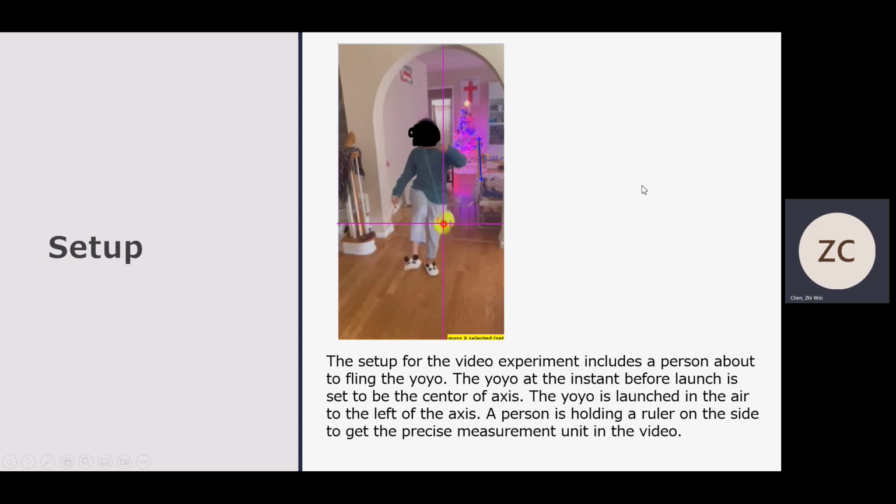The setup of this lab includes a person about to fling the yo-yo from a string. The yo-yo at the instant before launch is set to be the center of the axis. The yo-yo is launched in the air to the left of the axis. A person is holding a roller on the side to get the measurement units in the video for Tracker, as you can see in the picture here.